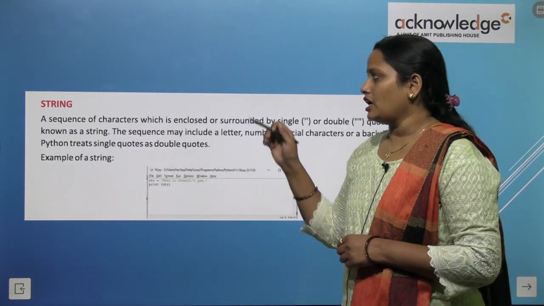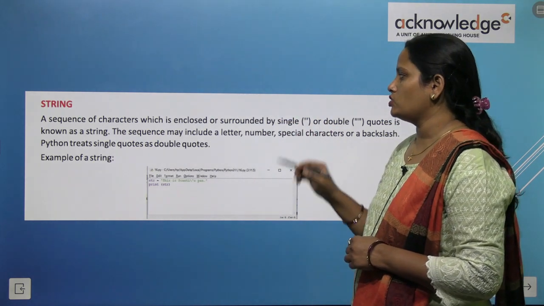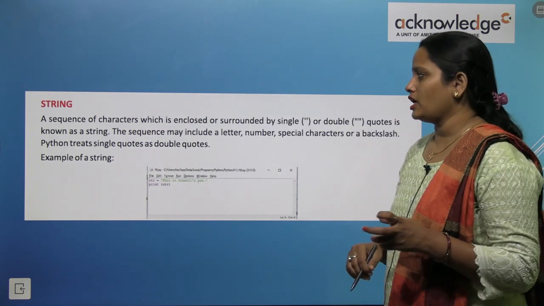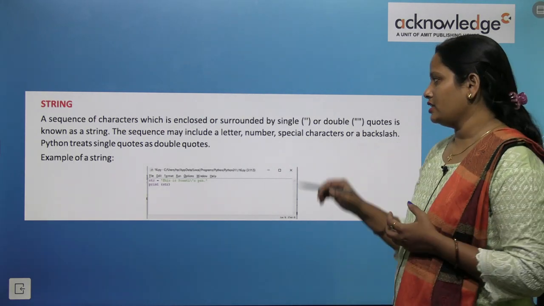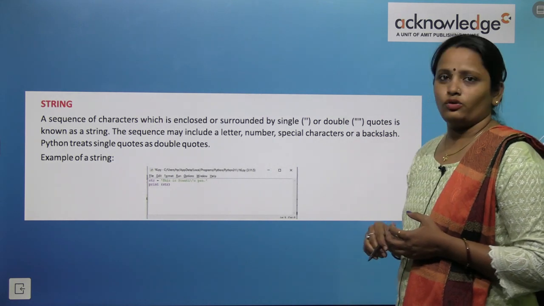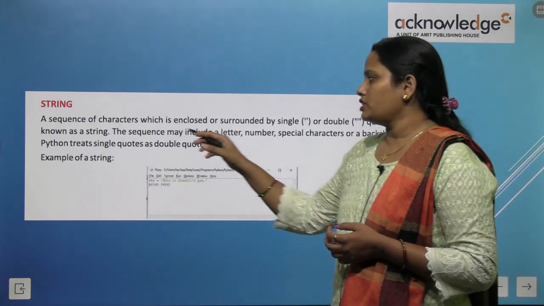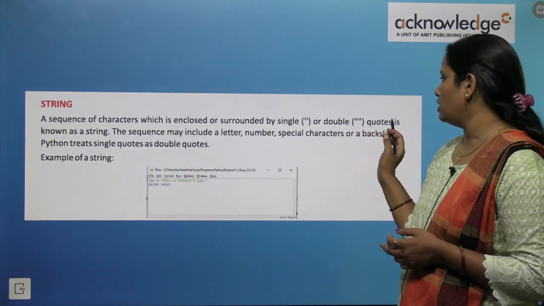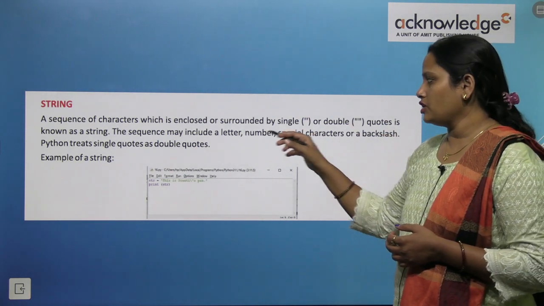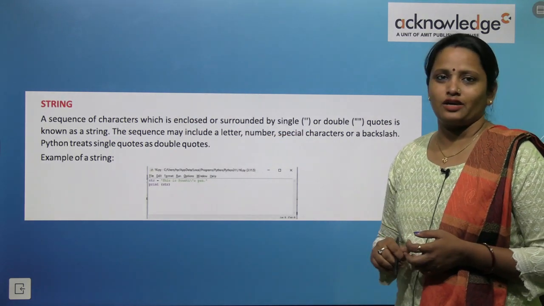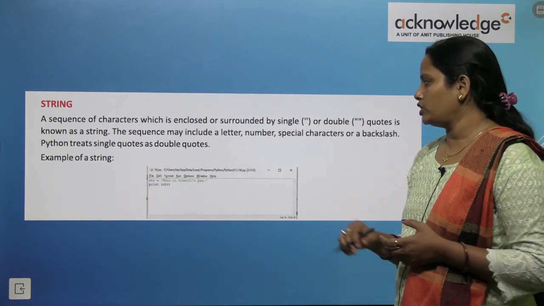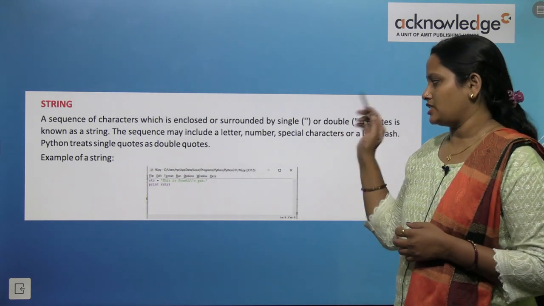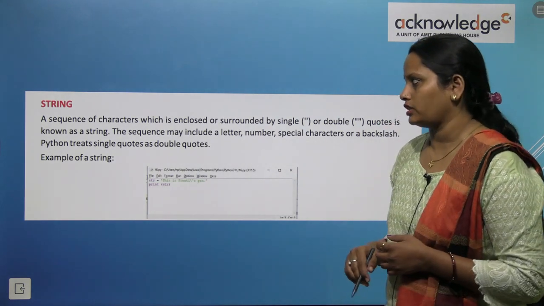What is string? A sequence of characters which is enclosed or surrounded by single or double quotes. So string जो है एक sequence of characters है जिसमें हम single या फिर double quotes का use करते हैं. The sequence may include a letter, number, special character और a backslash. So इनमें जो है कुछ भी हो सकता है, या तो कोई letter हो सकता है ABCD, नंबर हो सकता है 1 2 3 4, स्पेशल कैरेक्टर, स्टार, एक्सट्रिक्स या फिर बैकस्लैश यूज हो सकता है.